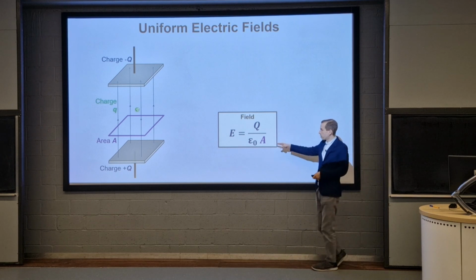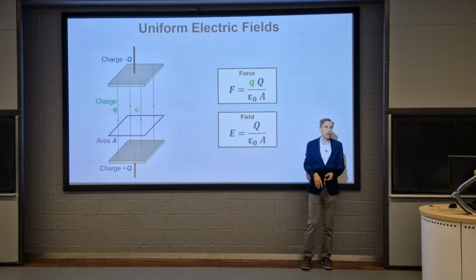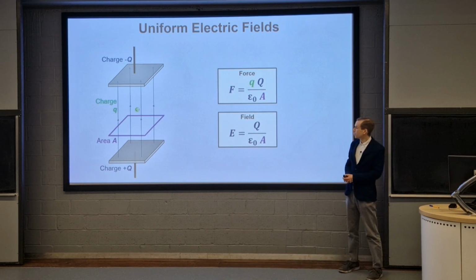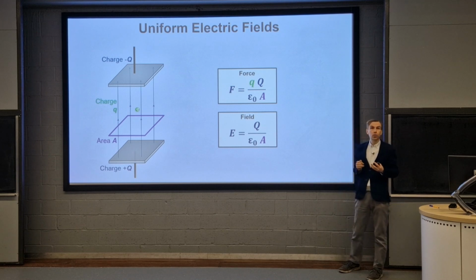And once we know that we've got a charge there, then it's quite easy to write down the force. So the force, it's just the electric field multiplied by the charge. So we now have the force acting on our point charge when it's sitting in a uniform electric field.